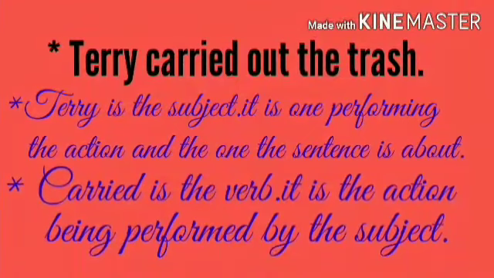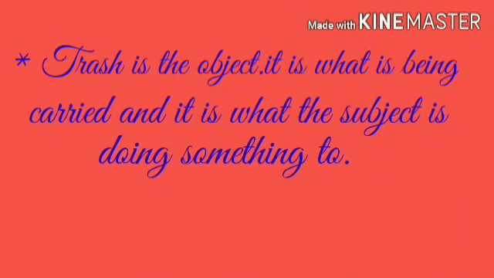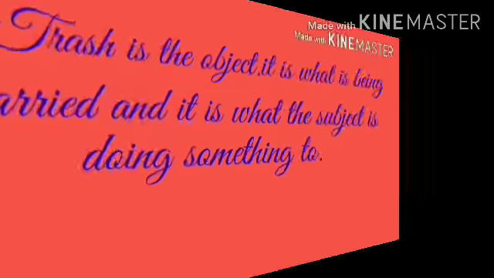Here you can see the last example, Terry cried out of the trash. Terry is the subject. It is the one performing the action and the one the sentence is about. And cried is the verb, it is the action being performed by the subject. Trash is the object, it is what is being cried and it is what the subject is doing something to.